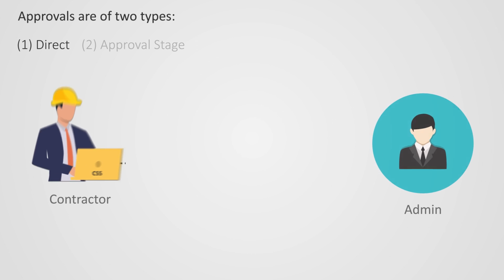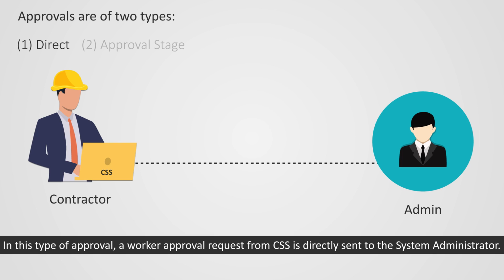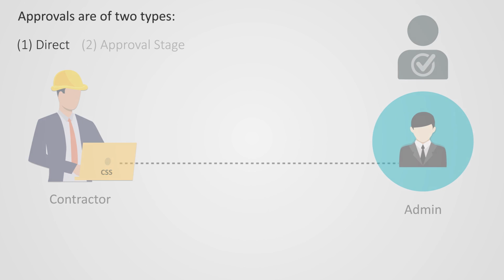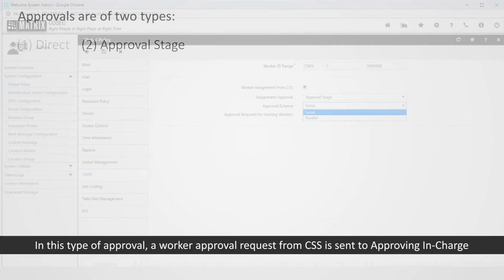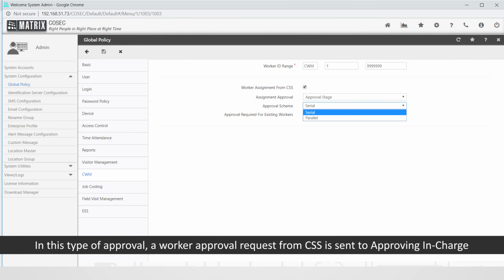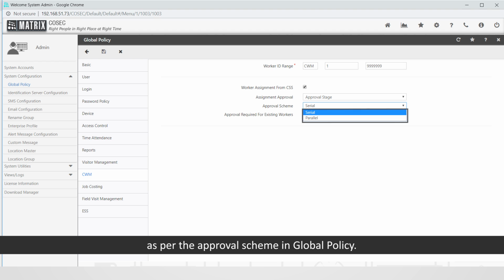Approvals are of two types. Direct: In this type of approval, a worker approval request from CSS is directly sent to the system administrator. Approval stage: In this type of approval, a worker approval request from CSS is sent to approving in charge as per the approval scheme in Global Policy.